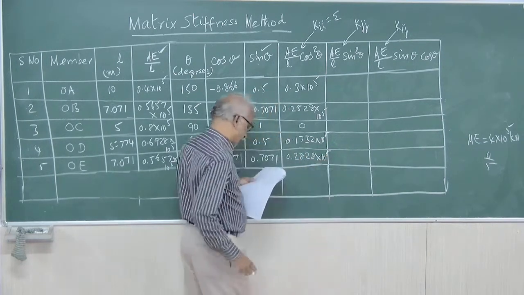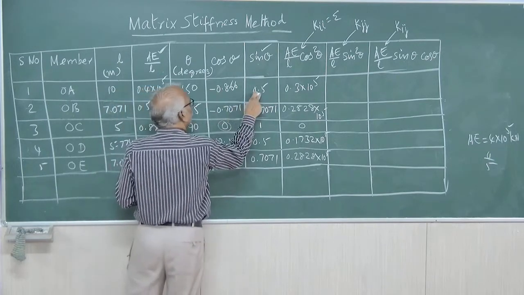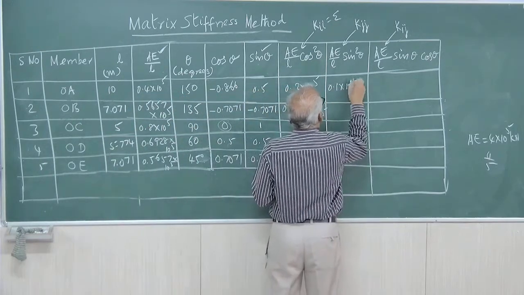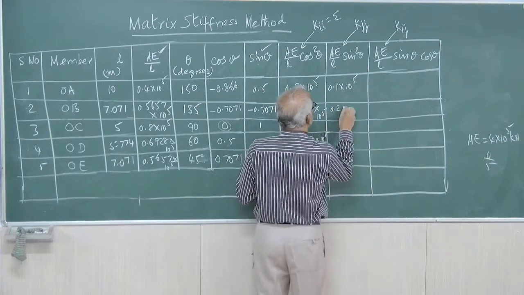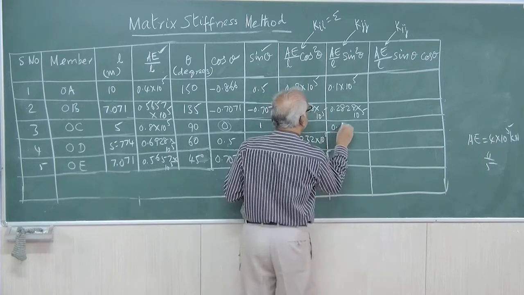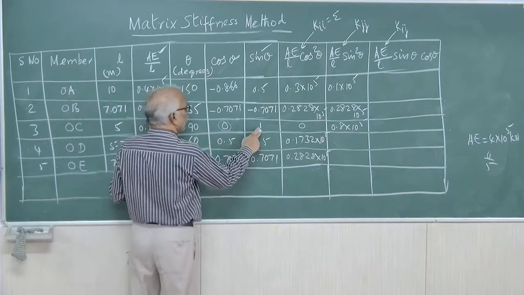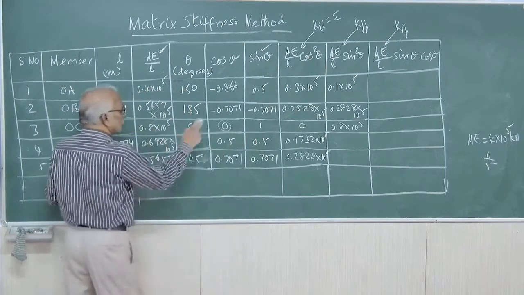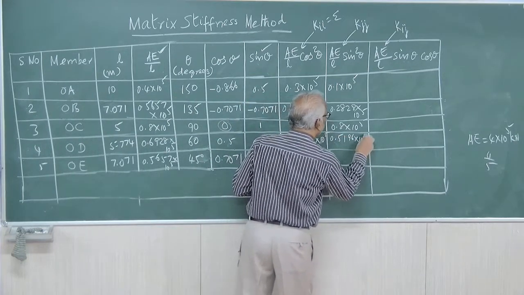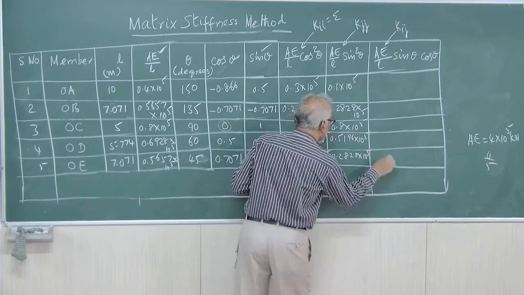Similarly, AE by L into sin square theta, that is 0.5 into 0.5 multiplied by 0.4, that is equal to 0.1 into 10 power 5, 0.2828 into 10 power 5, 0.8 into 10 power 5, because AE by L is 0.8 into 10 power 5, sin theta is 1, so sin square theta is also 1, therefore 1 into this is equal to 0.8 into 10 power 5, 0.5196 into 10 power 5, 0.2828 into 10 power 5, right.